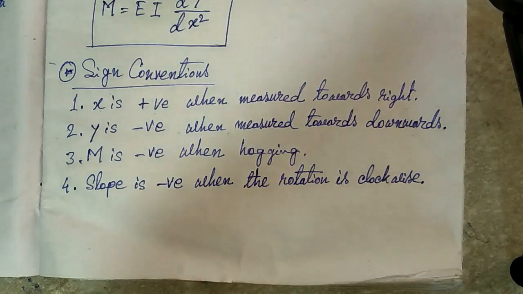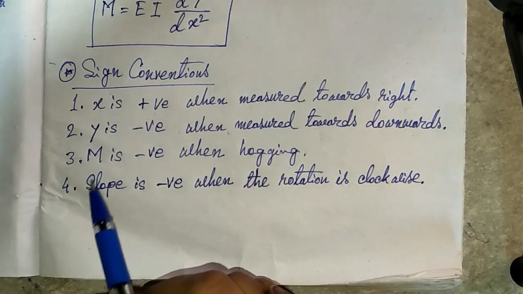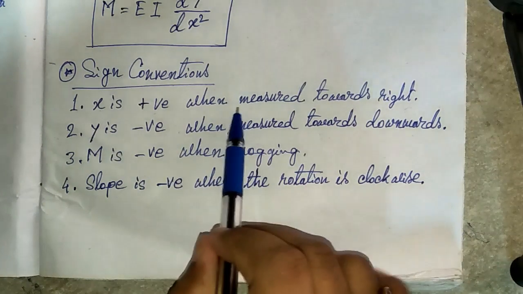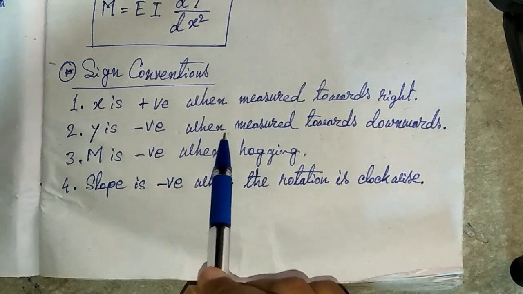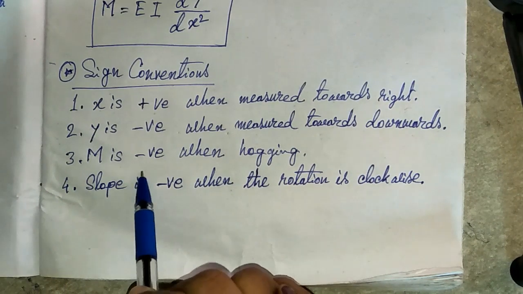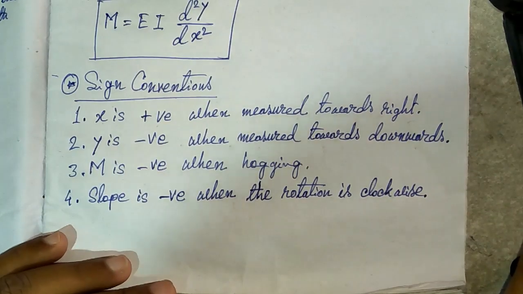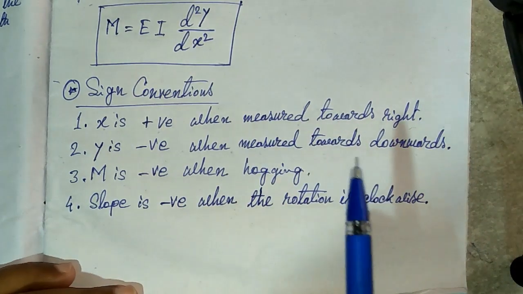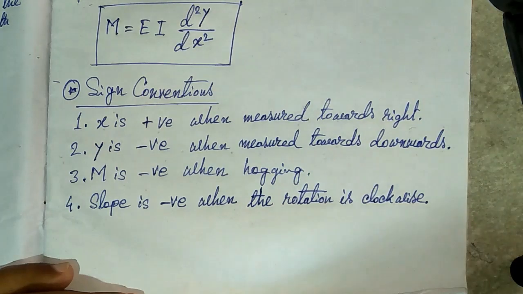So let's talk about the sign convention. First, x is positive when measured towards the right, y is negative when measured downward, m is negative when it's hogging, and the slope is negative when the rotation is clockwise.